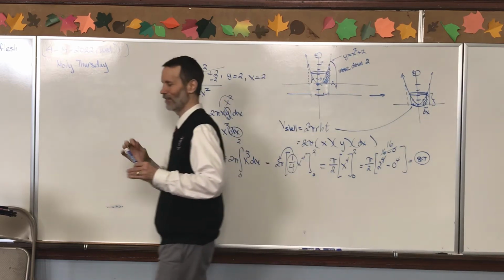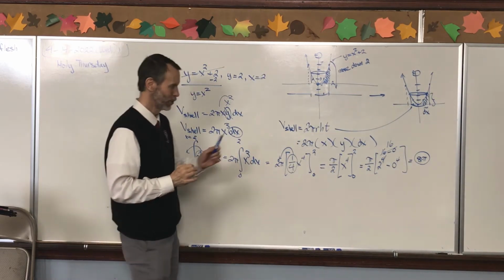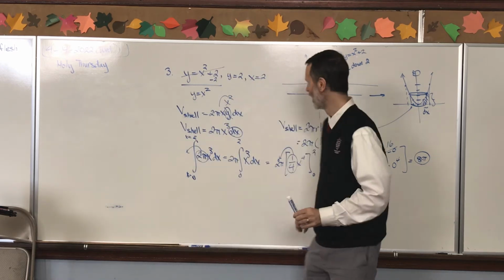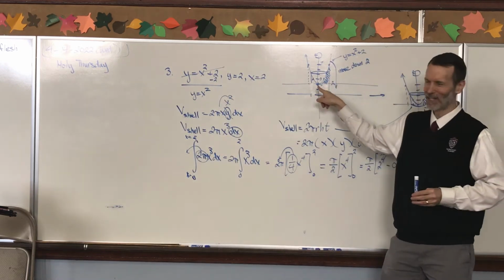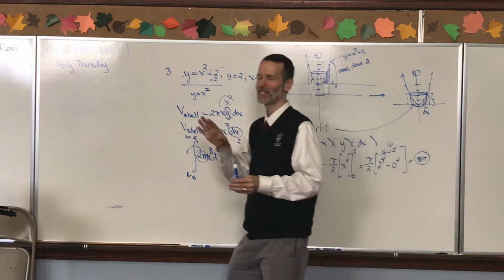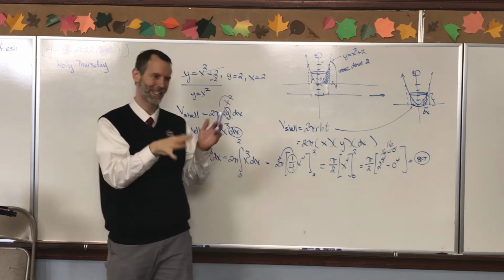Caution. If you had done discs, you would have gotten 8 pi as an answer. But that's the inside volume. This just happens to have the exact same volume inside as outside.